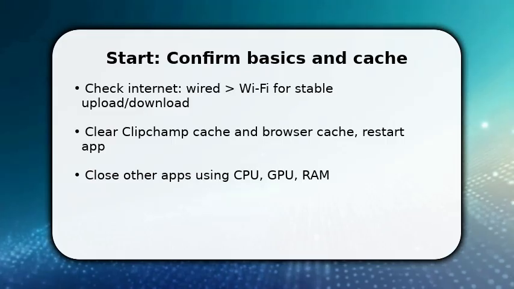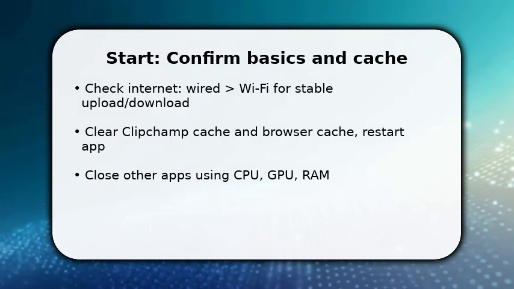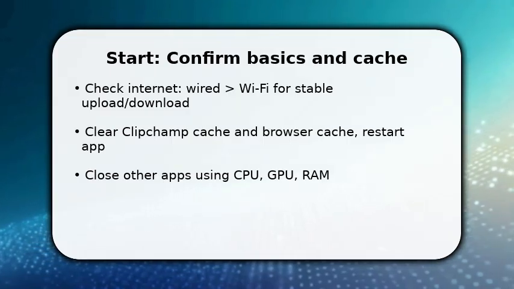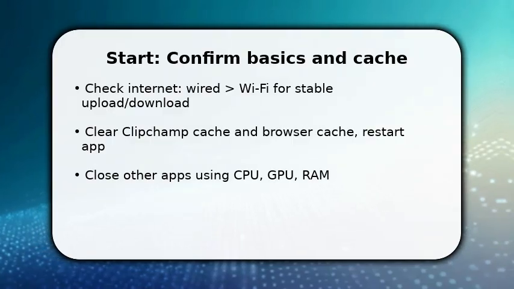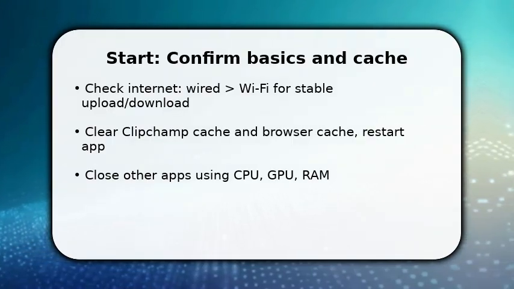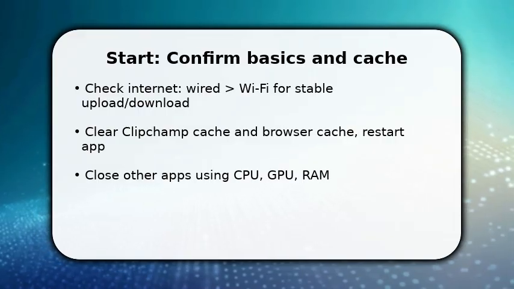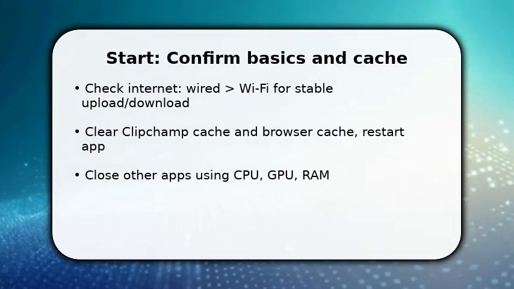You start by confirming the essentials and clearing temporary blockers. First, switch to a wired connection if possible. This reduces packet loss and jitter. Once done, clear Clipchamp's cache and your browser cache, then restart the app to remove corrupted temporary files.